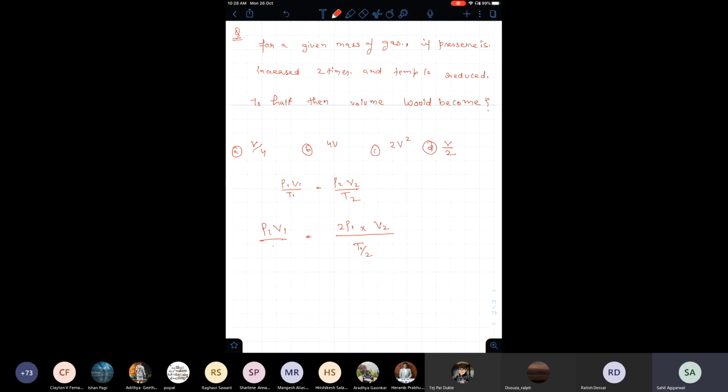P1 से P1 cancel out हो जाएगा, T1 से T1 cancel out हो जाएगा. This 2 will go up. 4V2 is equal to V1. V1 by 4 will be the answer.